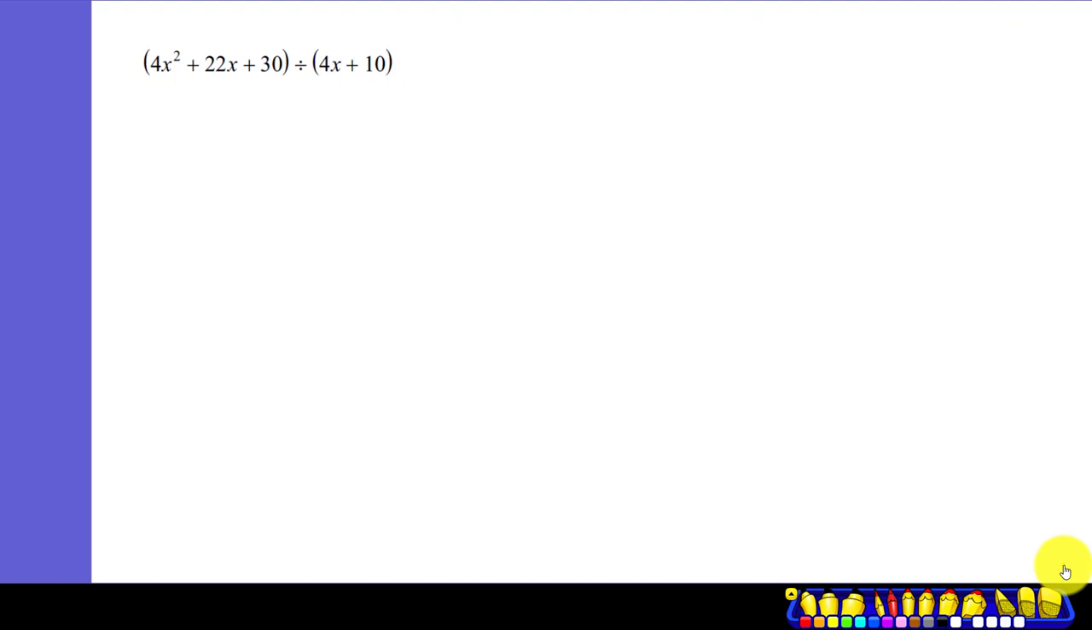Alright, so before we leave, let's try to answer this question. So again, we're dividing this polynomial with a binomial. So let's start by factoring your numerator. Note that we have a GCF, which is 2. I'll get here 2x squared plus 11x plus 15. We're dividing this by 4x plus 10, which we can factor using a greatest common factor, GCF. I have a GCF of 2 here. So we are going to get 2x plus 5.